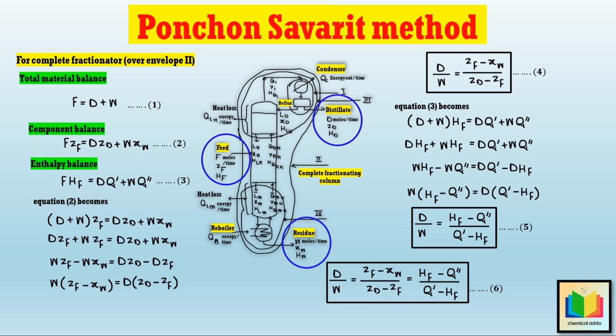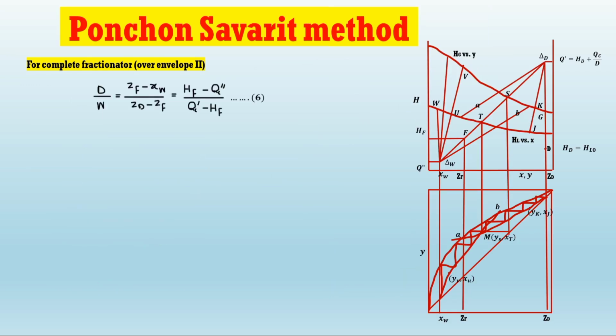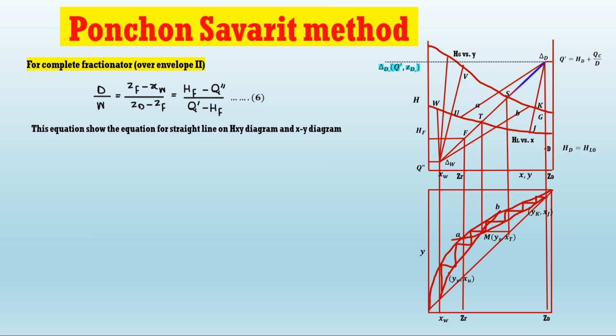Hence from the material balance, component balance and energy balance, we get the equation of D by W. So this equation shows the equation for a straight line on the HXY, that is enthalpy, and XY, that is composition diagram. Such that, on the enthalpy diagram, this equation shows a straight line which passes through the points Q dash ZD at delta D, HF ZF at F, Q double dash XW at delta W. So from the enthalpy diagram, the location of F represents the feed to be liquid below the bubble point.